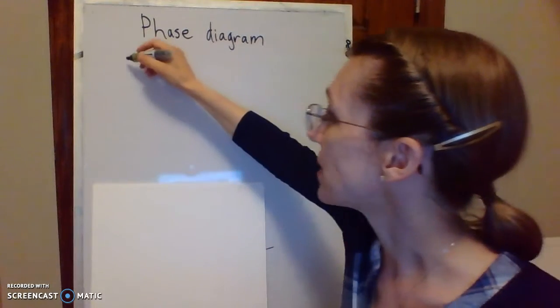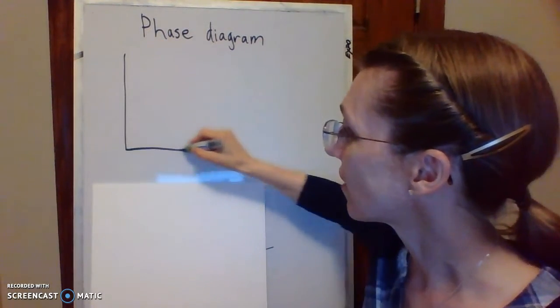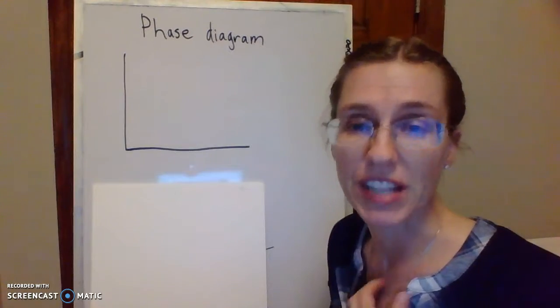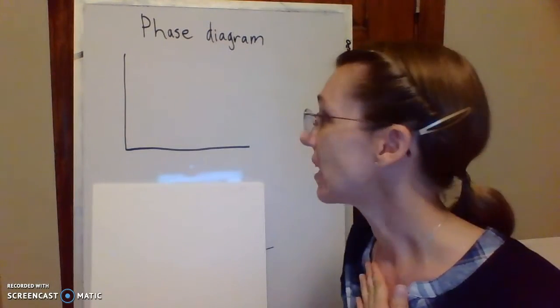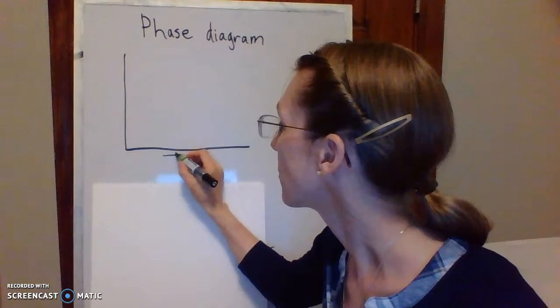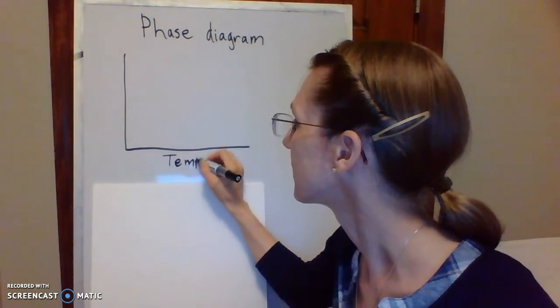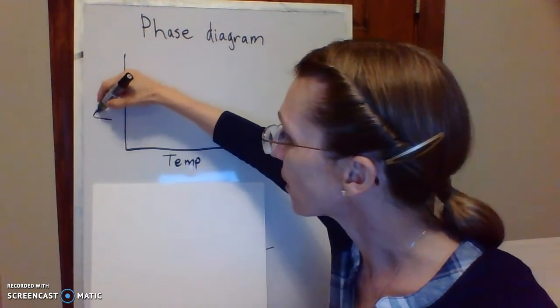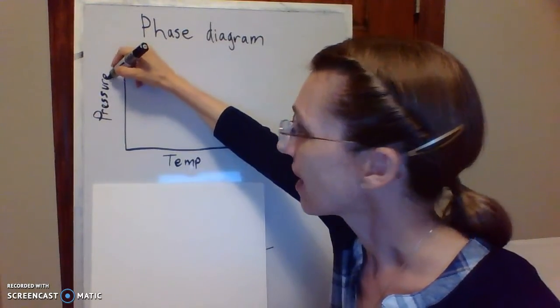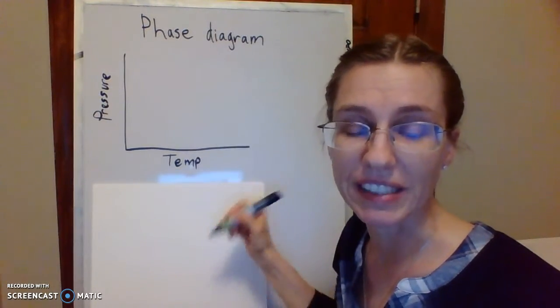So let's start by just drawing our axes. Okay, there are our axes. When I say label the axes, I'm not saying tell me which is X and which is Y. What I'm telling you is to tell me what they represent. So down here we're going to have temperature, and up here we're going to have pressure. That's what I mean by labeling the axes.